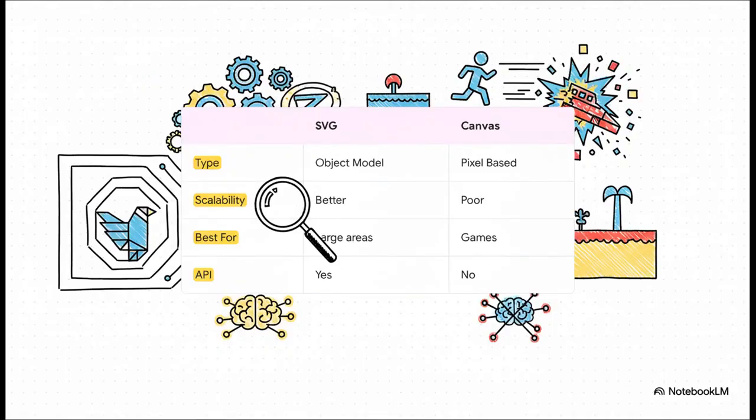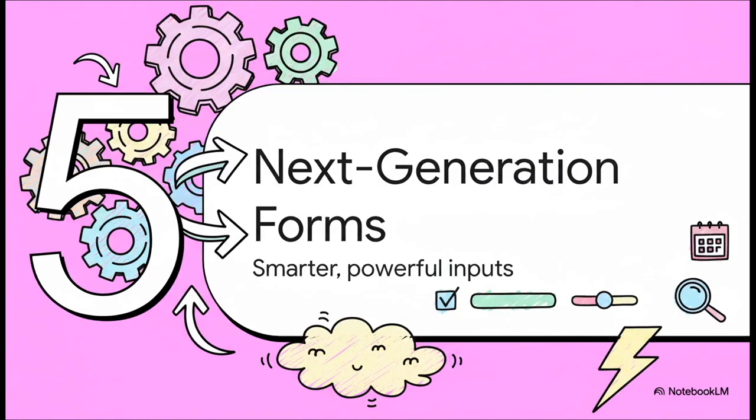And this table breaks it down perfectly. Because SVG is a vector-based blueprint, its scalability is incredible. You can blow it up to the size of a building, and the edges will still be perfectly sharp. It's amazing for logos, icons, and charts. Canvas, on the other hand, is pixel-based, so it gets blurry if you stretch it. But that direct control over every single pixel makes it blazing fast, which is why it's perfect for things like browser-based games and complex animations. So we've gone from structure to media to graphics, all making the web feel more like a real application.